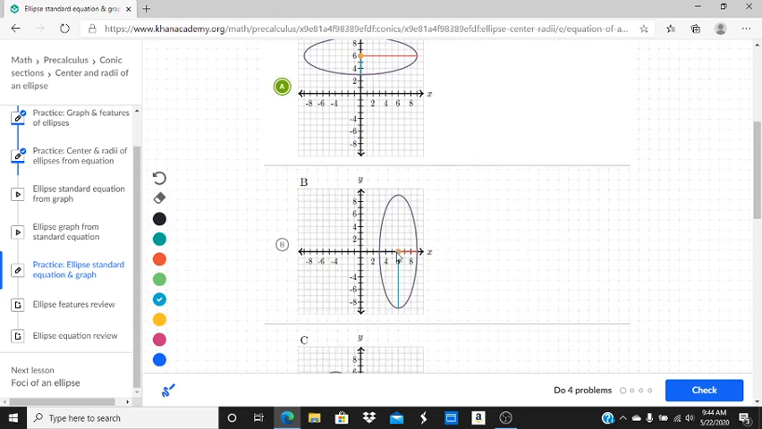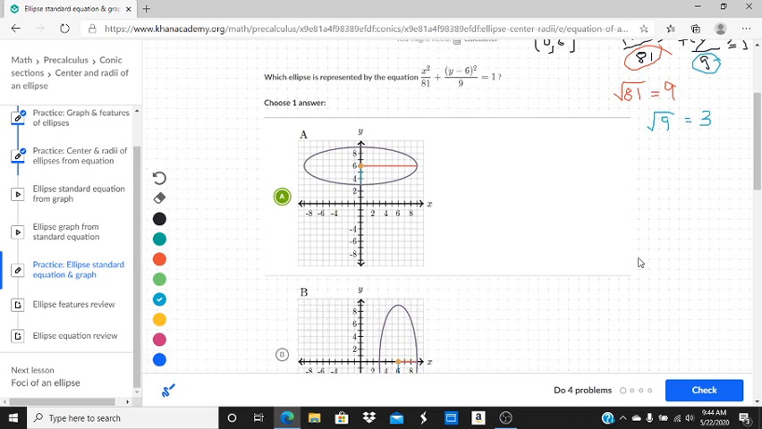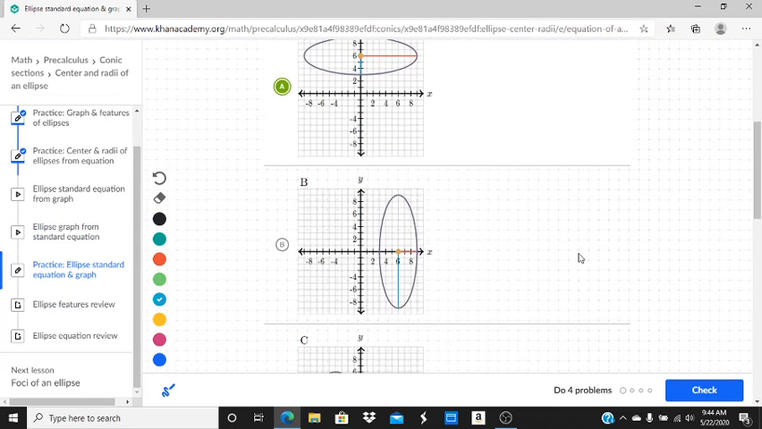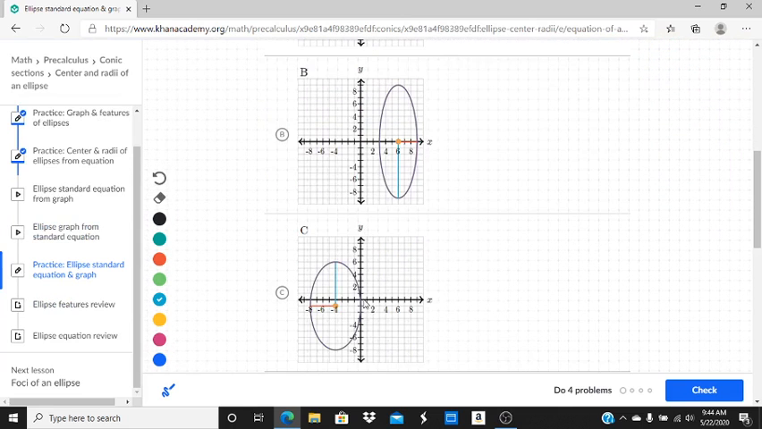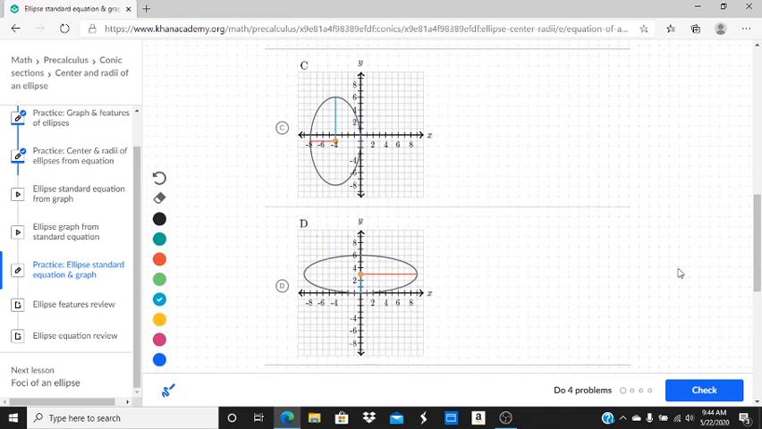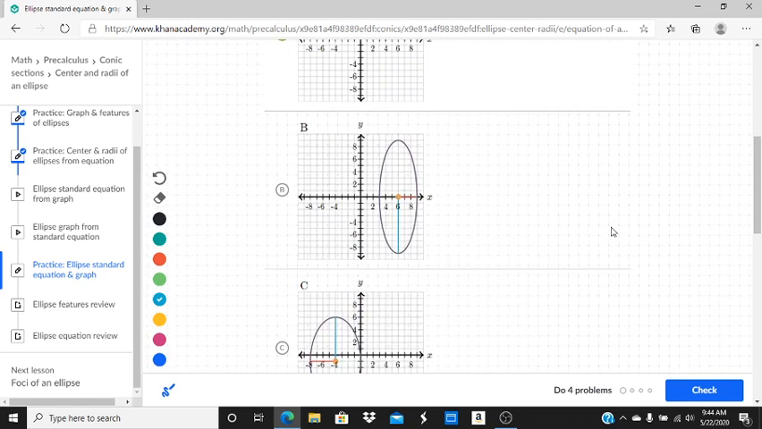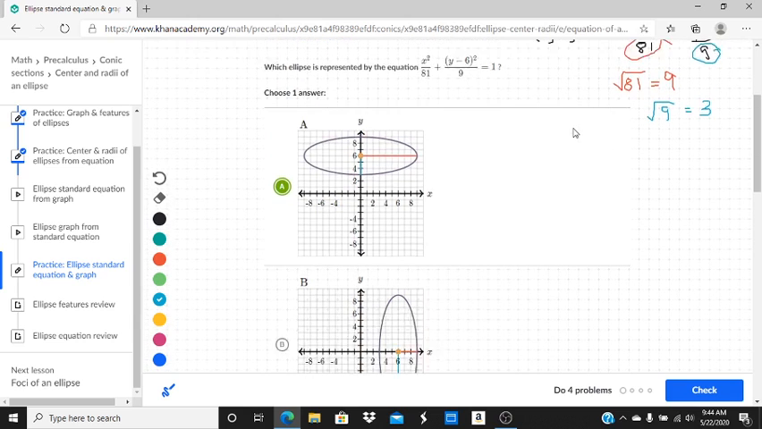This one is centered at (6, 0), so the center is wrong. They have the semi-major axis on the y's, which is not correct, and the semi-minor axis on the x, which is not correct. They switched the x and y coordinates for B. For C, the center is at (-4, -1). That's completely off, and the semi-major and semi-minor axes are incorrect. For D, the center is incorrect, but the semi-major and semi-minor axes are correct. So D is a little bit closer than the other ones, although the center is off.